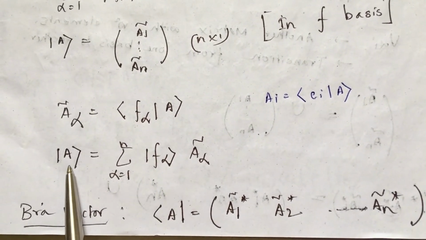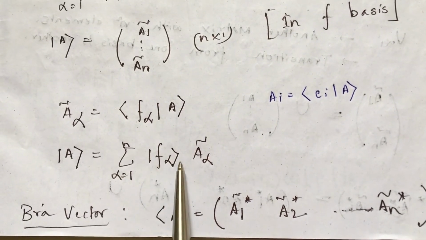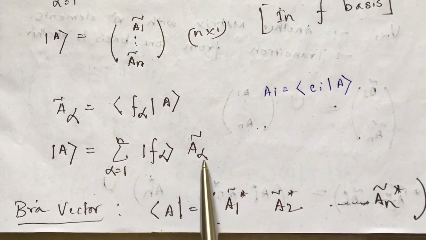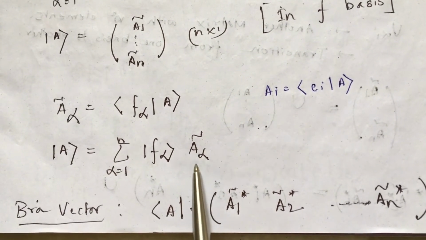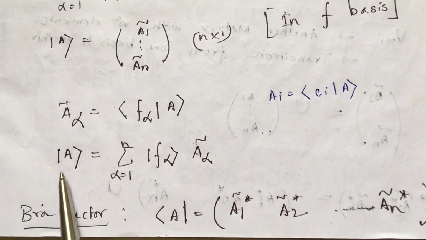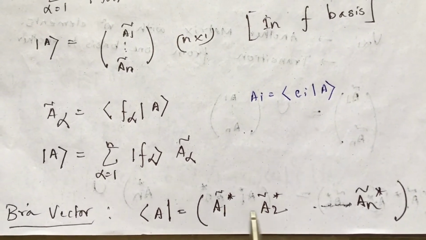any vector |A⟩ can be written as a linear combination of these basis vectors with these complex components. The ã_α are complex numbers. These are the components of this ket vector |A⟩. And the bra vector is also written like this.